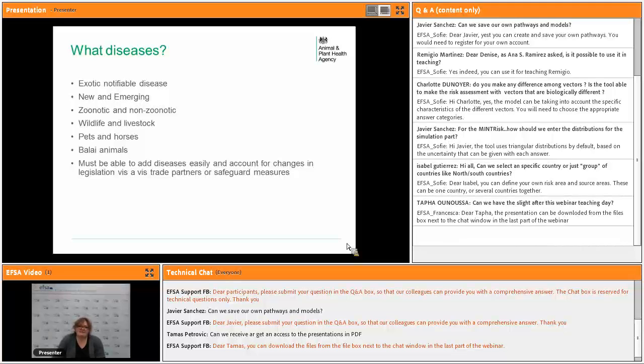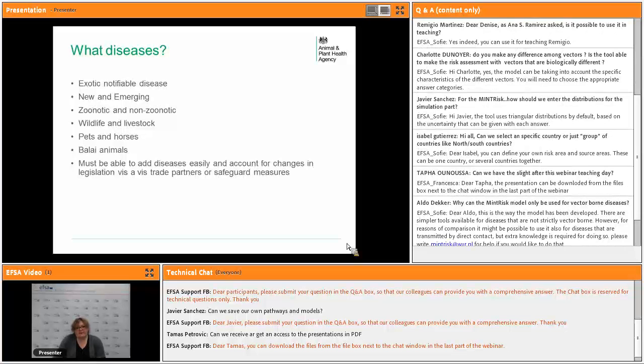We must be able to add diseases into it quite easily. So not just because there could be a new emerging disease happening, but because we've realised that we haven't prioritised a particular disease and we need to look into that and how easily that would become established in the UK. We also look at changes in legislation for trade partners. The EU will put in place safeguard measures when diseases are reported, so we need to understand what those measures are and how that can change.